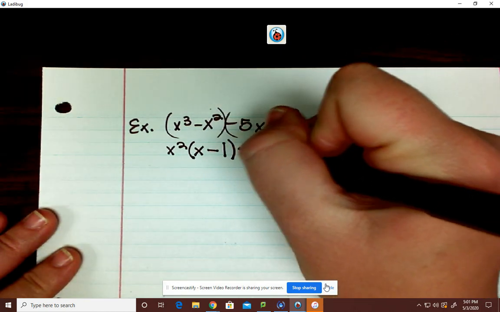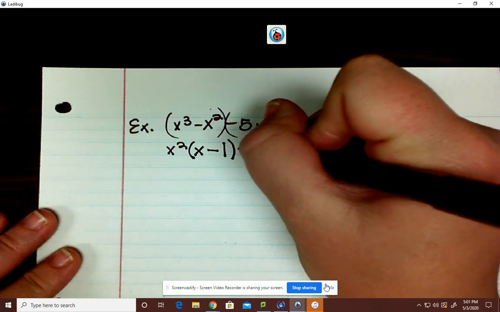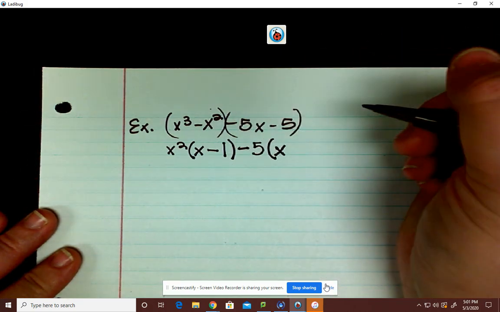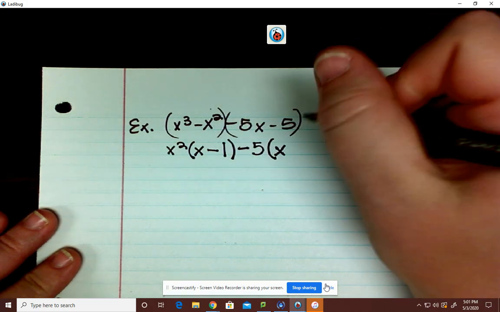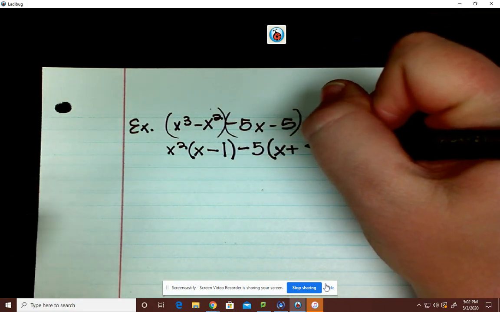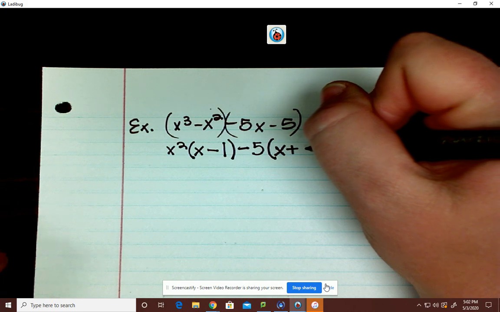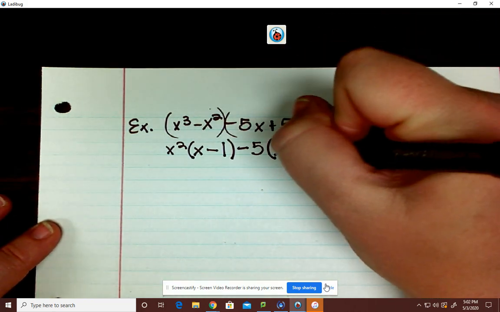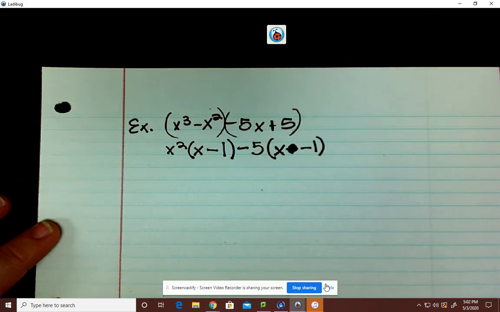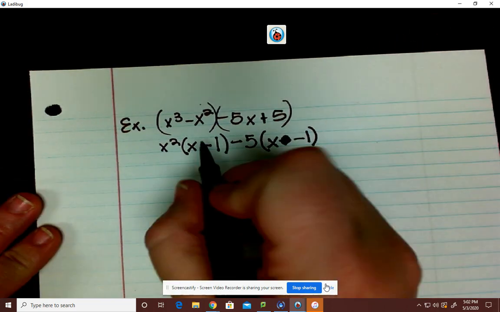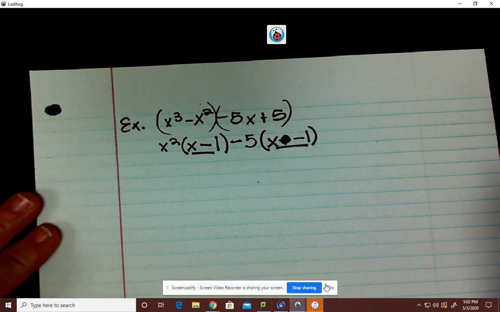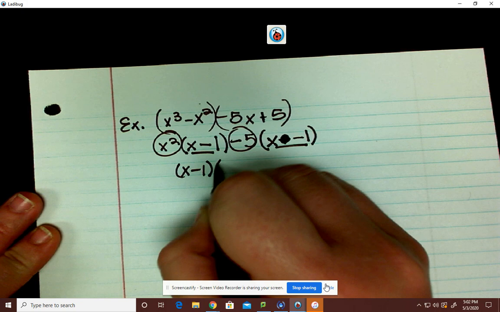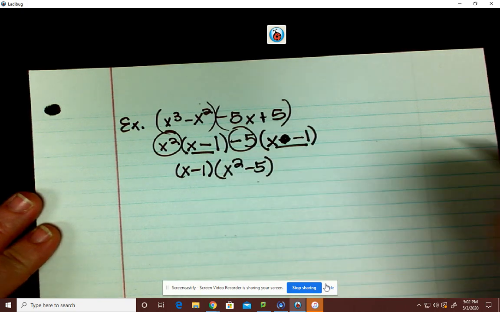Bring down the minus. GCF of 5 and 5 is 5. Negative 5 divided by negative 5 is 1. And we have our x. Negative 5 divided by negative 5 is positive 1. Did I write this down wrong? I did. This should have been a plus, so that should be a minus 1 there. Alright, so then these are the same now. So we have x minus 1 as one factor, and this is the other factor, x squared minus 5.